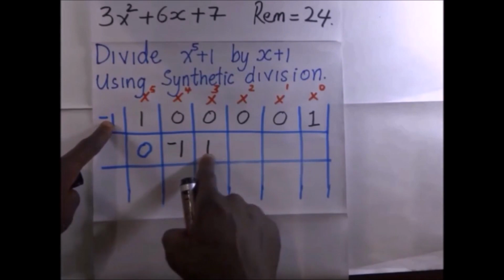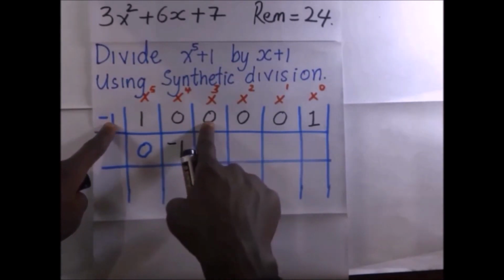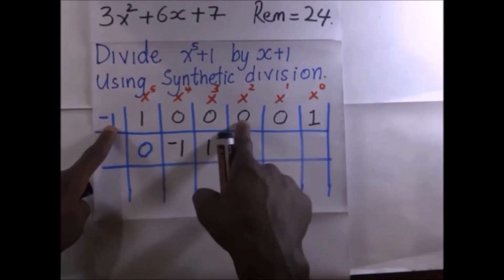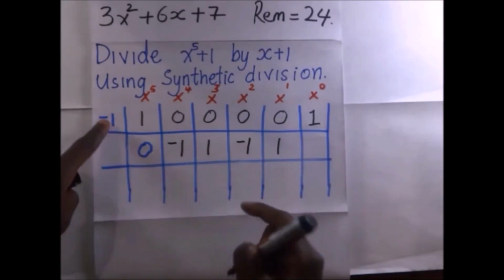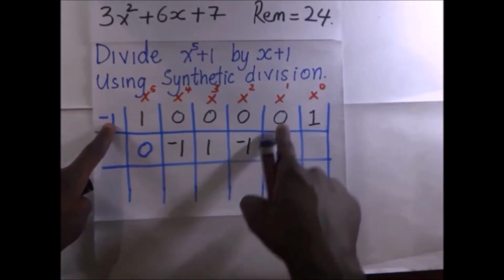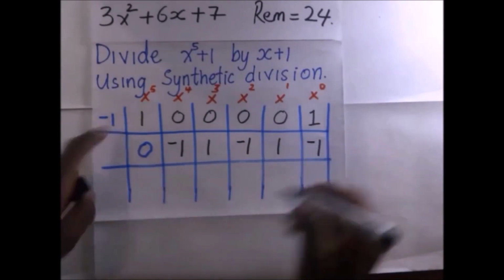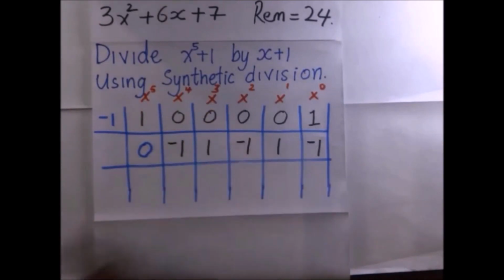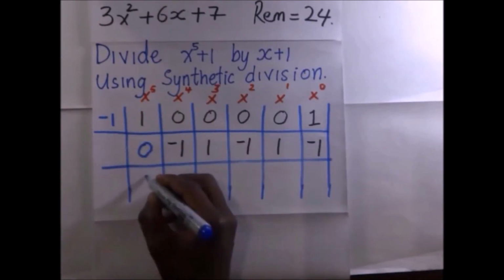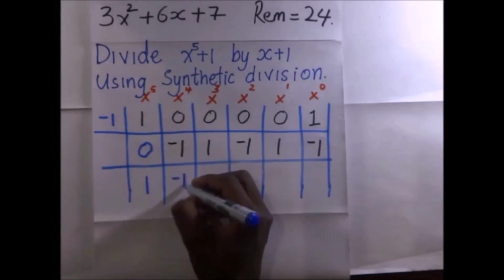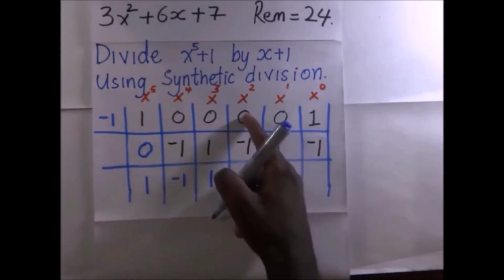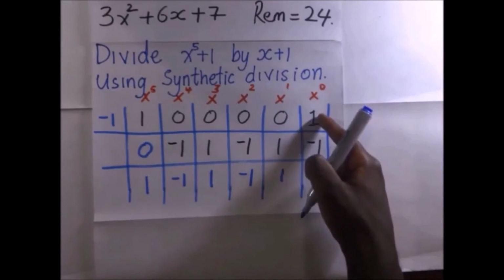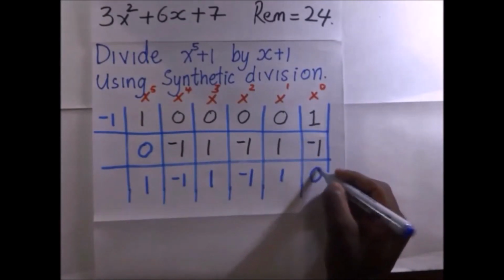Negative 1 times 1 plus negative 1 times 0 is going to give us negative 1. Negative 1 times negative 1 plus negative 1 times 0 is going to give us positive 1. Negative 1 times 1 plus negative 1 times 0 is going to give us negative 1. Then you go on and add this, that up to the end. So 1 plus 0 here is 1. 0 minus 1 here is negative 1. 0 plus 1 is 1. 0 minus 1 is negative 1. 0 plus 1 is 1. And 1 minus 1 is 0.